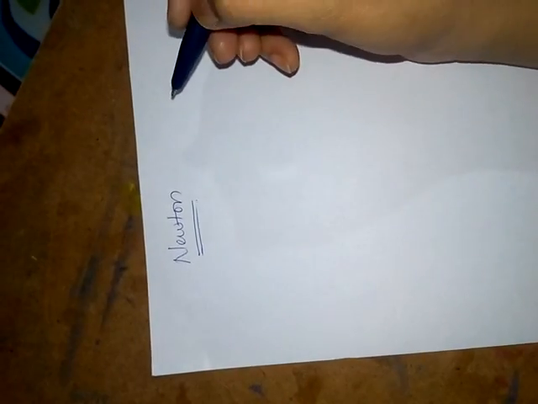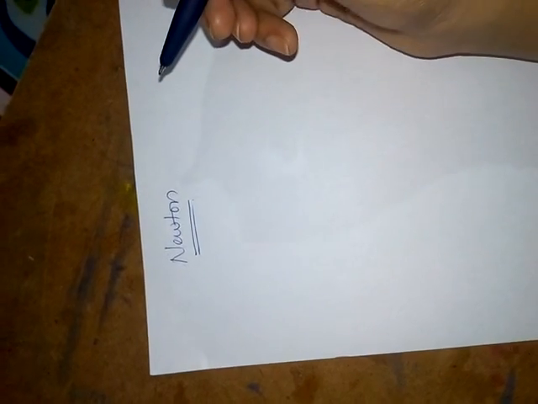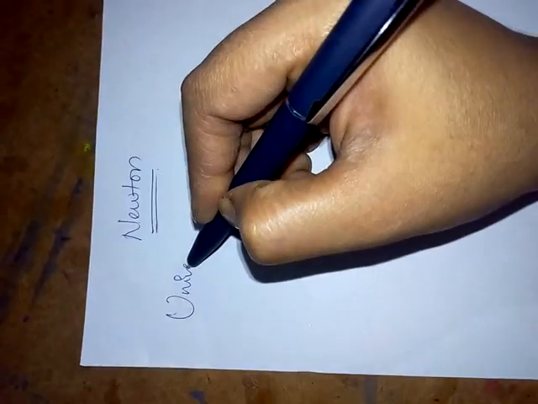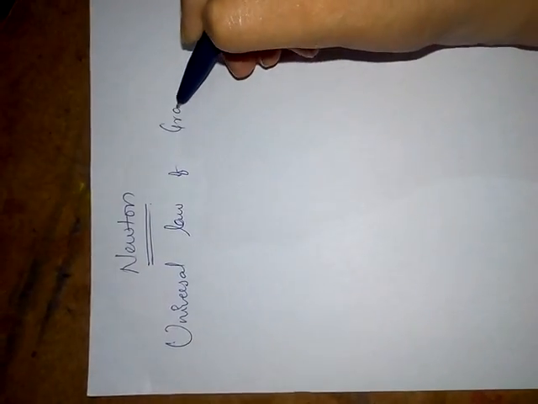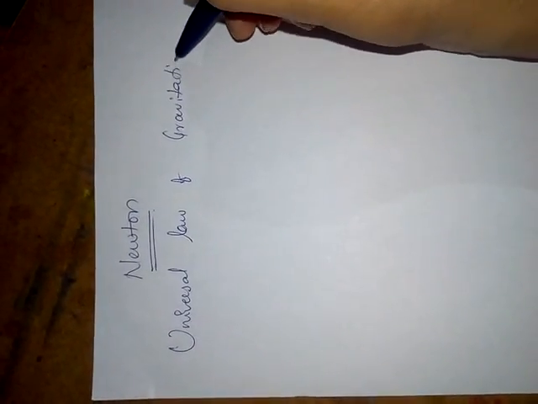Then after this comes our hero, the most famous scientist of physics, Newton. Now, what did Newton do? He formulated a theory which gives an equation for the force of gravity as G m by r square. This famous Newton's law of gravitation is stated to be the universal law of gravitation.